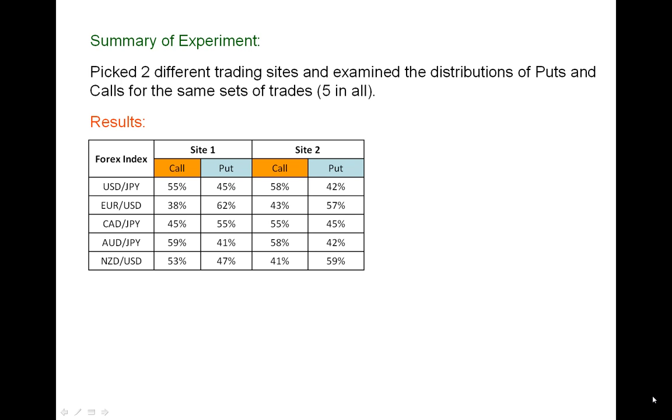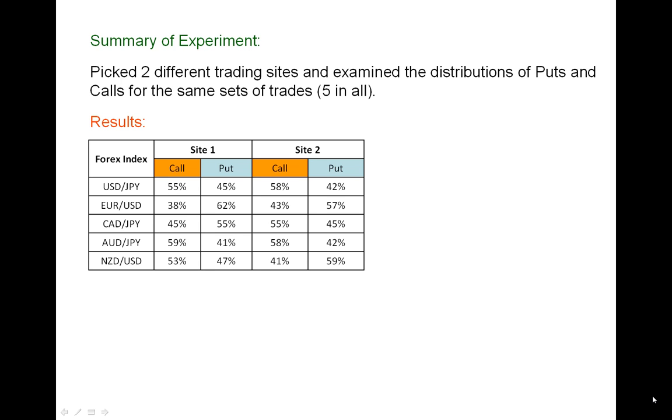For example, for the US dollar to the Japanese yen, on the first site we saw that 55% of people had called and 45% of people had put, whereas for the second site we saw that 58% of people had called and 42% of people had put. And these statistics are relevant with respect to the majority vote strategy that we discussed as part of our Understanding Binary Options series, which I believe is video 4 in that series.